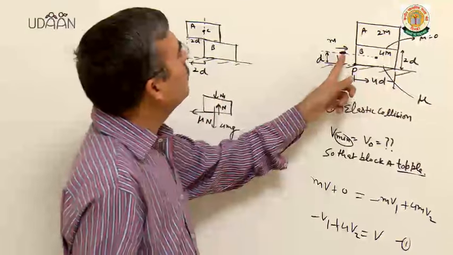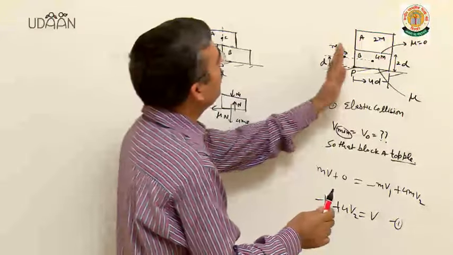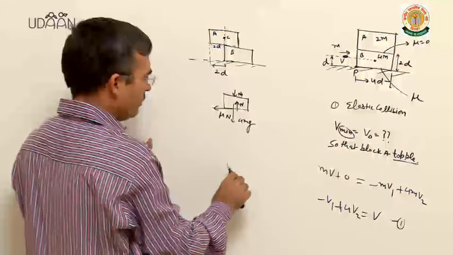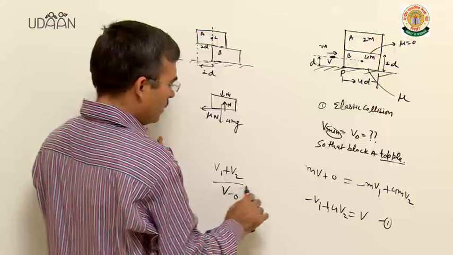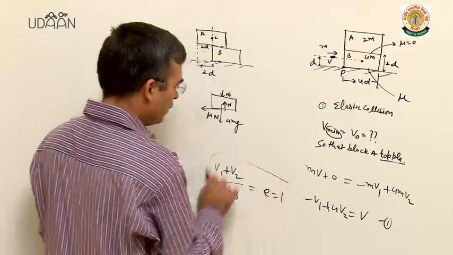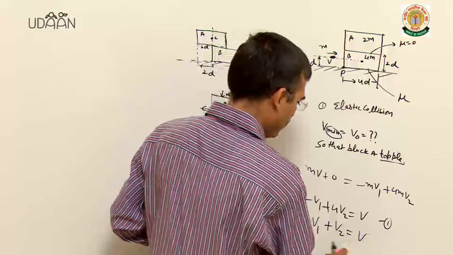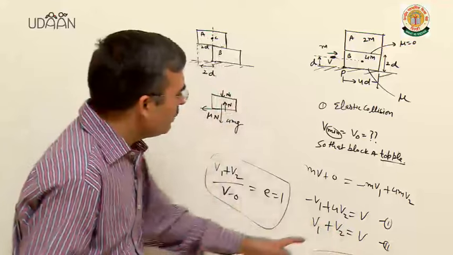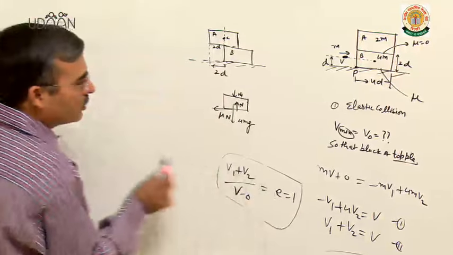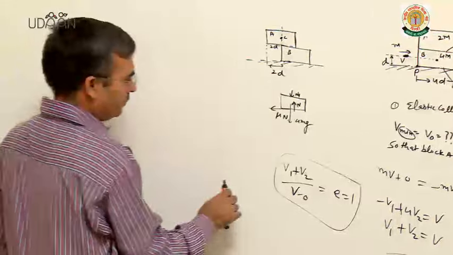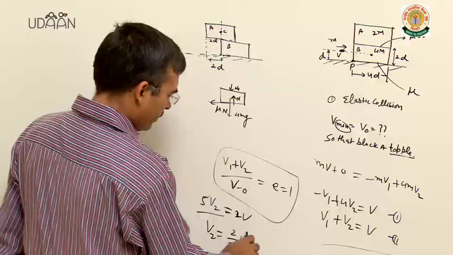Now Newton's experimental law for small m block and B block. Velocity of separation: ball comes this side, block goes that side, velocity of separation will be v1 plus v2. Velocity of approach will be v minus 0. This is equal to e, which is 1 here, elastic collision. So clearly v1 plus v2 equal to v. Solving these two equations, we can find out v2 by adding them. You will get 5v2 equal to 2v, and v2 equal to 2 divided by 5 into v.